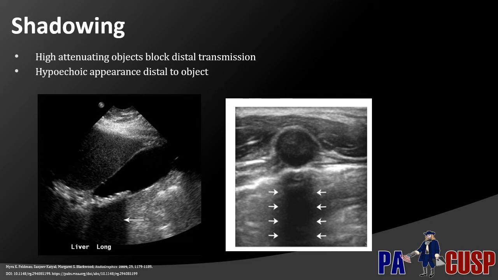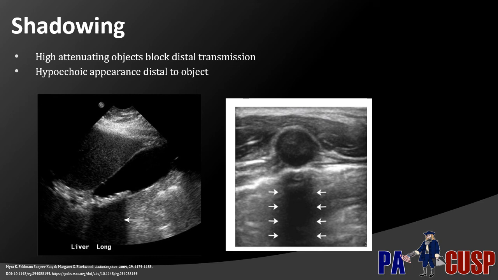Shadowing is an effect that you'll see when trying to ultrasound high attenuating objects such as gallstones or ribs. Distal to these very high attenuating structures, you are not going to be able to image anything. As these high attenuating structures either absorb, scatter, or reflect all of the ultrasound energy, nothing is able to be transmitted distally. As we know from the early part of the lecture, if there's no ultrasound energy that's being reflected back, it's going to be represented as black.